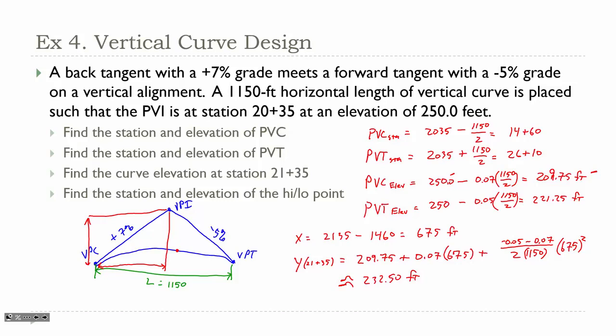So then the last is finding the station and elevation of the high or low point. Is this equation going to give us, in this case, a high point or the low point? The high point. A crest curve finds the high point, a sag curve finds the low point.